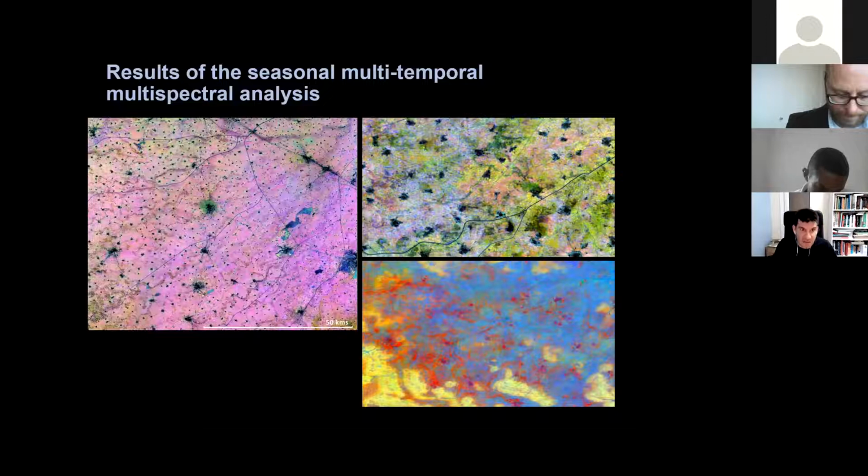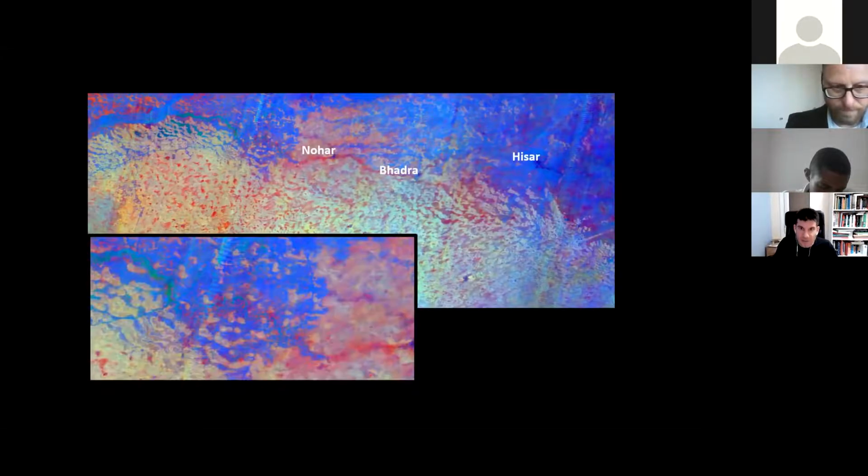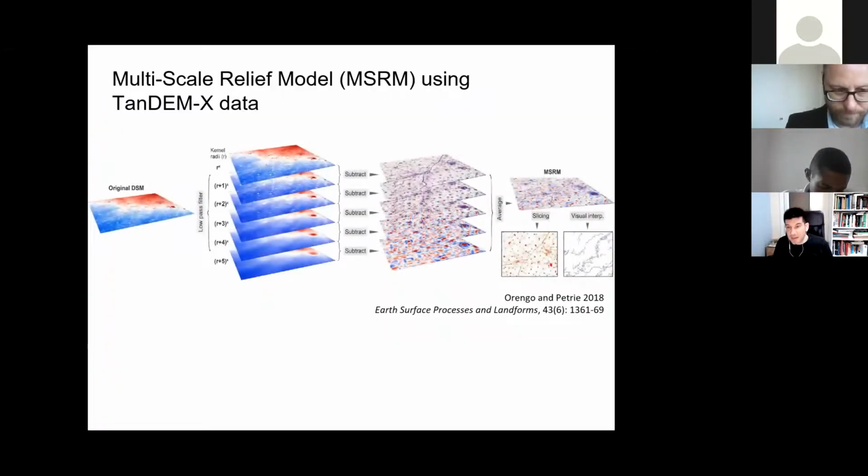On the left, you have the seasonal multitemporal vegetation index, and on the right, you have the Tasseled Cap transformation and the PCA analysis. As you can see, rivers are very visible, many of them. And we were able to trace rivers from the source almost to their end. But this was not enough.